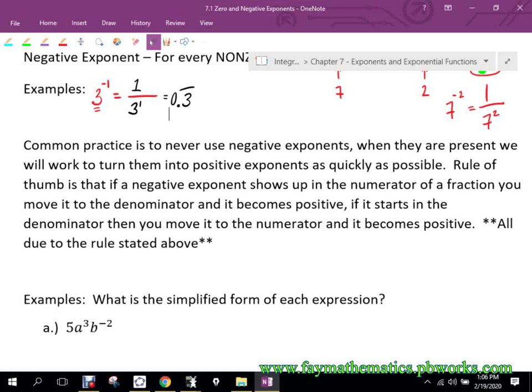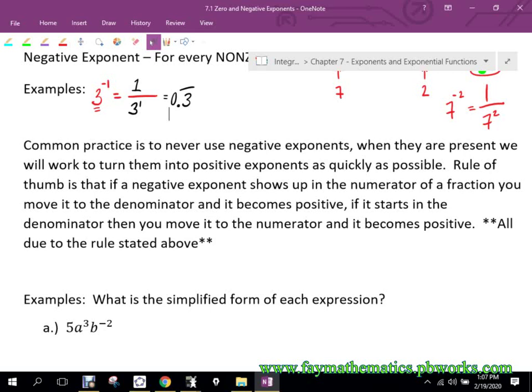So the rule of thumb is that if a negative exponent shows up in the numerator, okay, which is exactly the case that we were dealing with in those examples above, because 3 to the -1, that is in the numerator, right? Okay. If your negative exponent shows up in the numerator, then you're going to take that base and that exponent and you're going to transfer it to the denominator. And when you make that transfer, it becomes positive. Okay? The next part says if your negative exponent shows up in your denominator, you're going to transfer it to the numerator. And when you transfer it to the numerator, it makes your negative exponent positive. Okay?